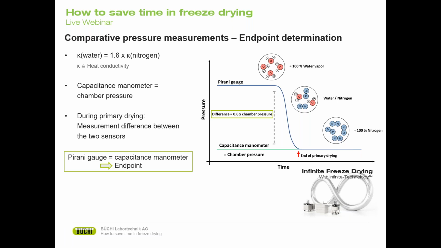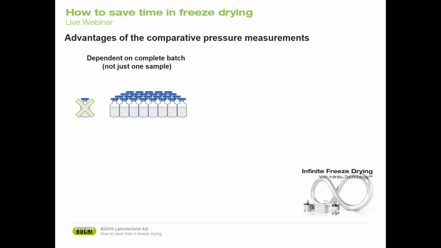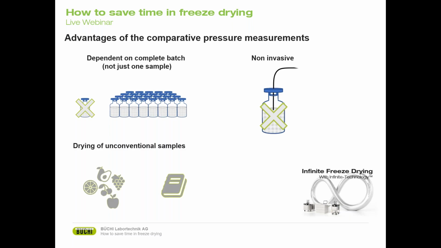Now, we're going to have a look at how this looks in a real freeze drying cycle on a slide after the next one. Before that, what are the advantages of comparative pressure measurement? Well, the most important one is it's dependent on a complete batch and not just on one sample, because essentially all samples contribute to the water vapor in the atmosphere. Also, it's non-invasive, which enables us to dry and measure unconventional samples, which usually are solid samples like fruits and books, which are all samples where freeze drying is used. And we have no error due to wrong placement, like with the thermocouple.